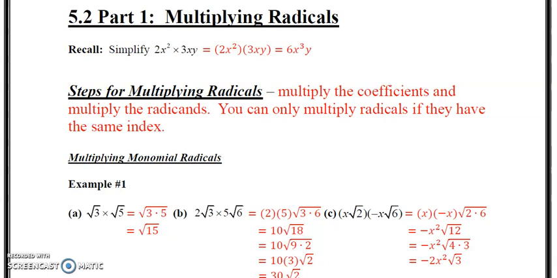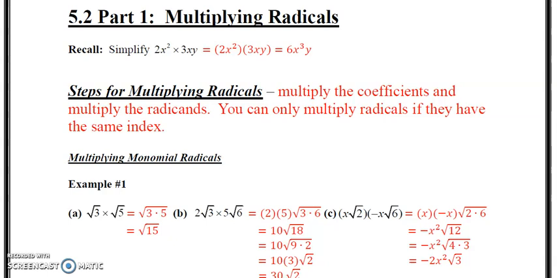So here are your steps for multiplying radicals. We multiply the coefficients and then we multiply the radicands. And this is very important, you can only multiply radicals if they have the same index. So what that means is you can't multiply a square root by a cube root. It will not work. Okay?